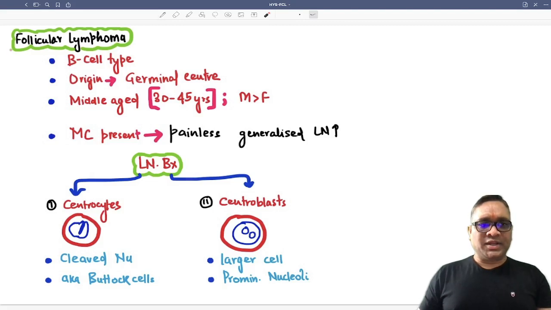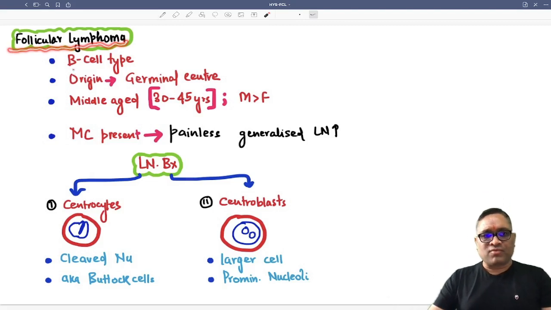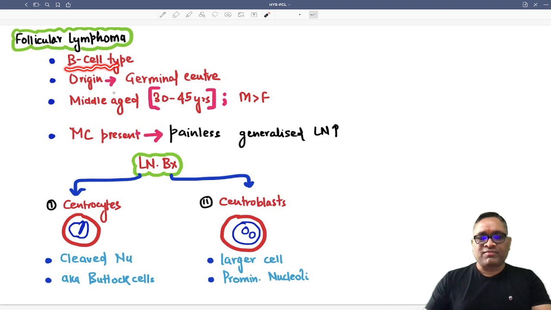Hello everyone, in this highlighting shorts, I am going to tell you about follicular lymphoma, which is a B cell type of lymphoma and their origin is basically from the germinal center, right? Who will be affected? Middle age, 30 to 45 years of individuals, and males are commonly affected. What will be the most common presentation? Painless, generalized lymph node enlargement, right?